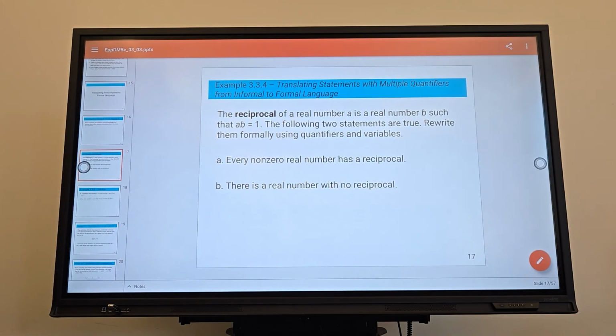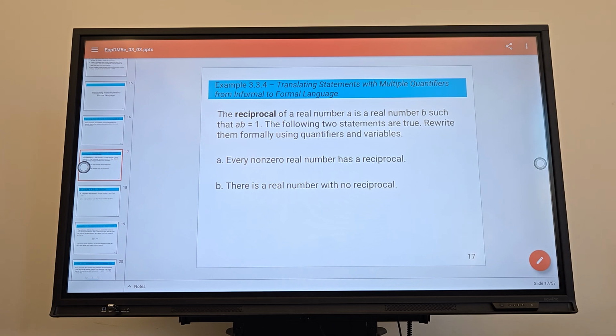Let's see here. Translating statements with multiple quantifiers from informal to formal language. The reciprocal of a real number A is a real number B such that A times B equals 1. The following statements are true. Write each of them formally using quantifiers and variables. Every non-zero real number has a reciprocal.